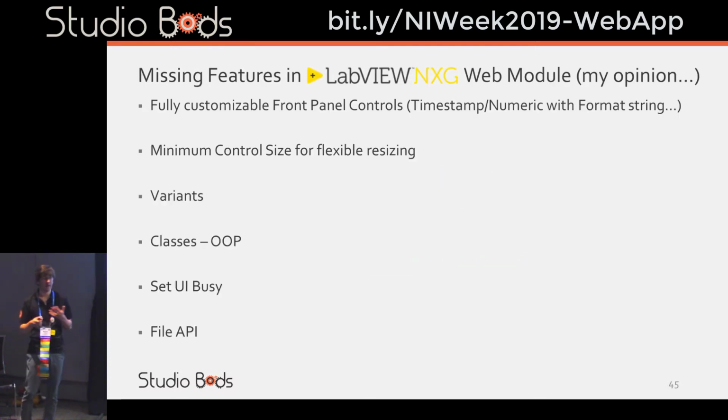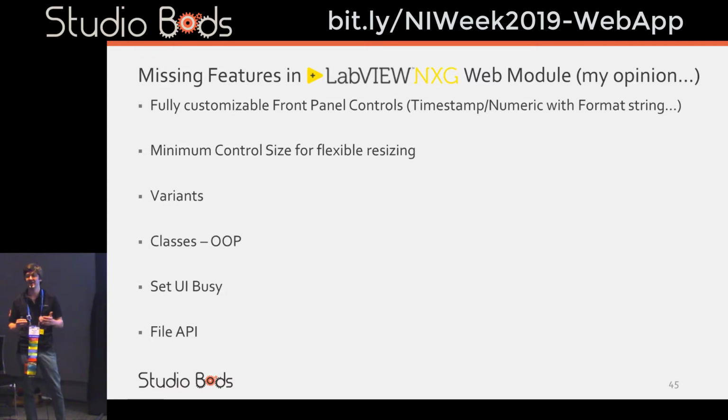Now, things that I think are still missing in NXG. It's just my opinion. We need fully customizable front panel controls. For example, with the timestamp control, you cannot set a format string. So if you want a timestamp control with just the date or just the time, you can't. You can work around that with JavaScript, and again there are examples on the GitHub repo to do that. Of course it's a young product, and NI is going to add more and more customization to the controls over time.